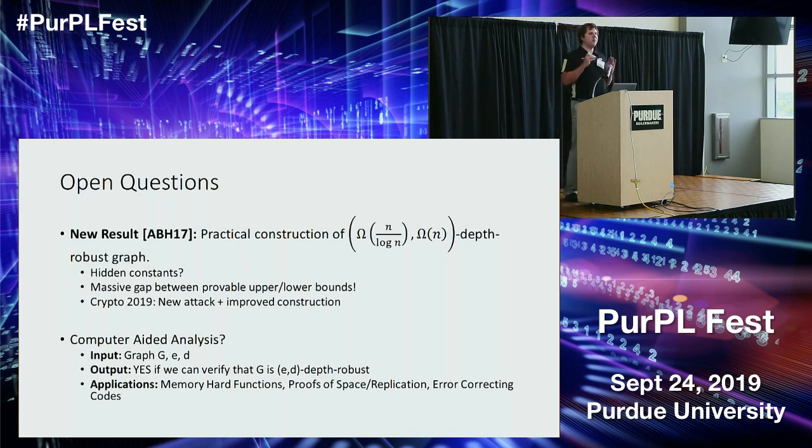One of the main open questions in this area right now is, so far the results I've shown you have an asymptotic flavor, right? There are these omega terms, and there are hidden constants inside the omegas. And you might ask me, well, what are the hidden constants? And the answer is sometimes we don't know, and when we do know, they're not very good. So there are massive gaps between the provable upper and lower bounds that we can get. The lower bound being the best concrete lower bound you can get, and the upper bound being the best concrete attack that we can get.